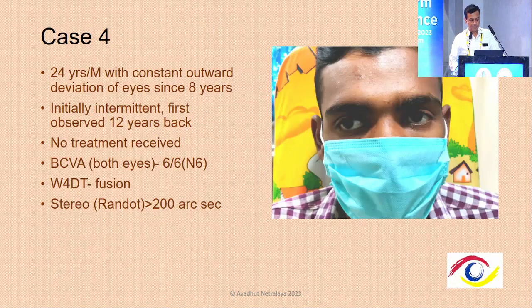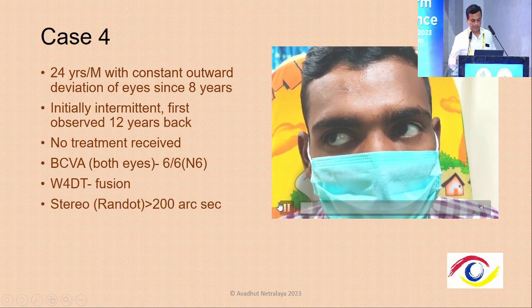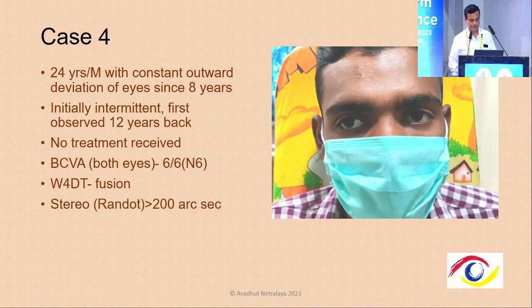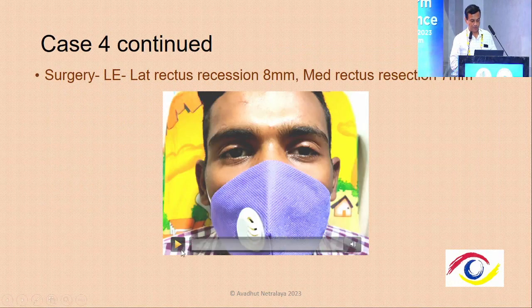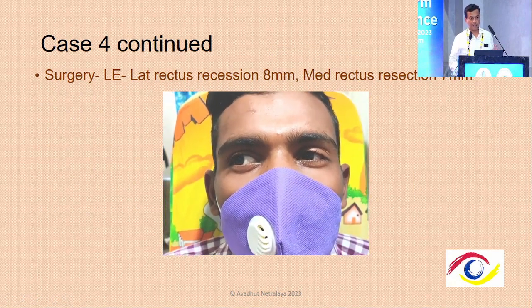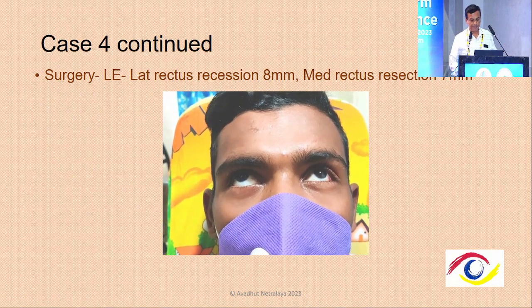A similar age group patient, this time a 24-year-old male with around the same deviation, around 40 prism diopters, with good vision, no refractive error, and we did almost the same amount of surgery, but this time we got a better alignment, though he developed inferior oblique overaction later on, so it turned out to be a V pattern afterwards.